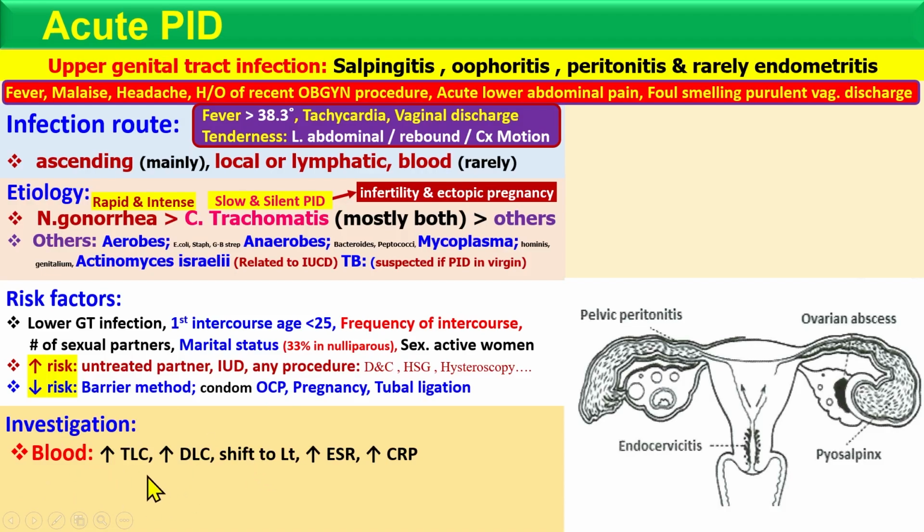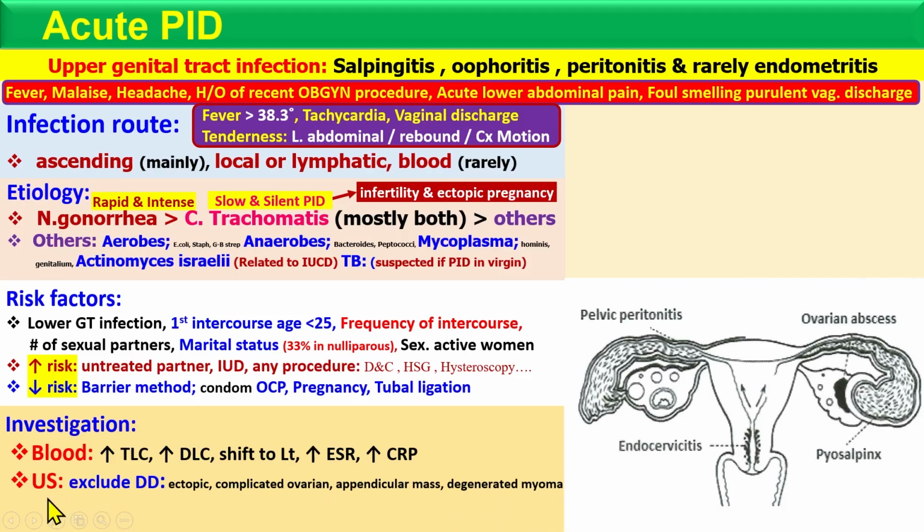So in the blood you see an increased total leukocyte count and differential leukocyte count, with a shift toward the left, and the ESR level will be high, and the C-reactive protein level will be high. These are usually seen in acute PID, but you should rule out the differential diagnoses. By going for ultrasound, for example, you rule out ectopic pregnancy, complicated ovarian or appendicular mass, or degenerative myoma.